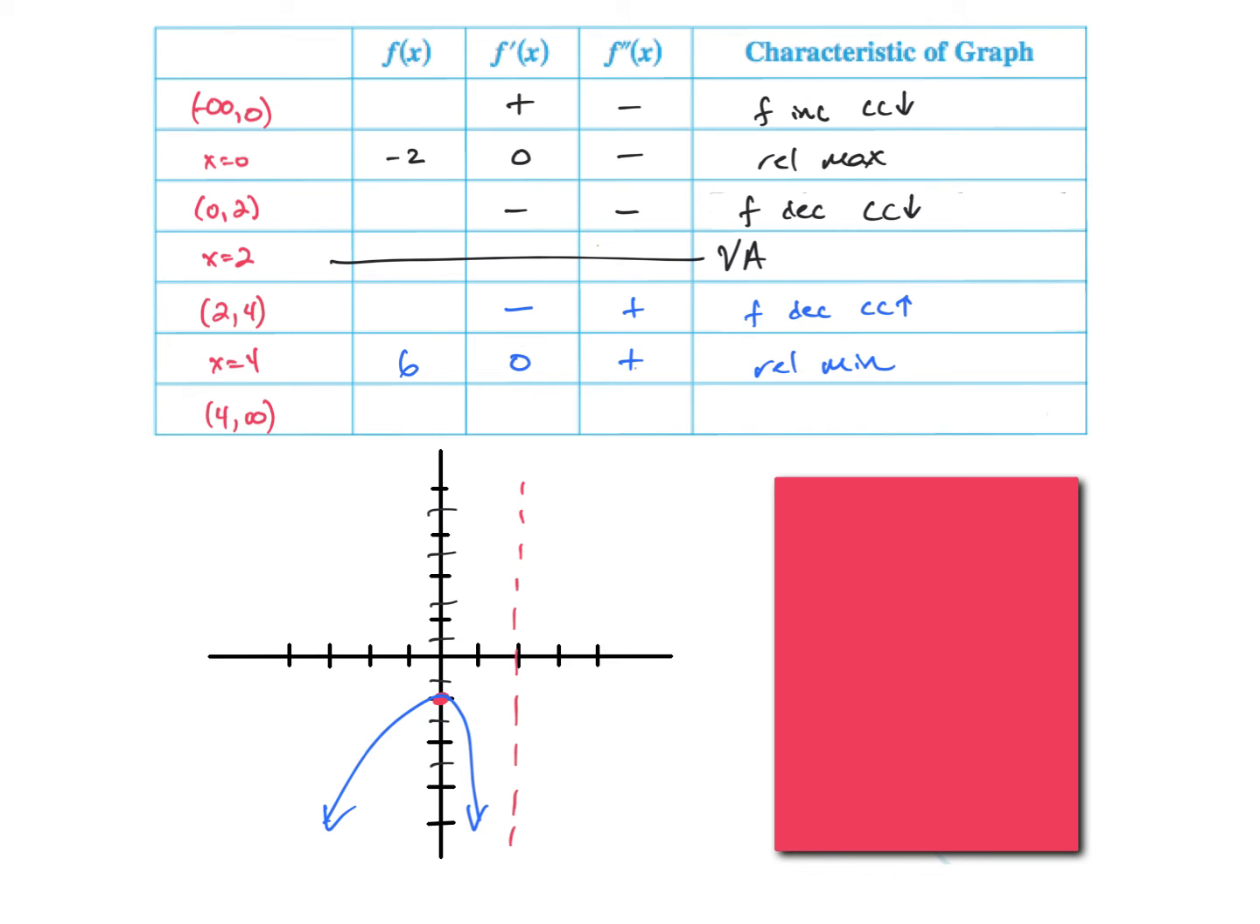All right, 4 to infinity. So let's substitute in something like 5 into my first derivative. What would my first derivative be? Positive or negative? Positive. What's my second derivative? Positive. So f is what? Increasing and concave up.